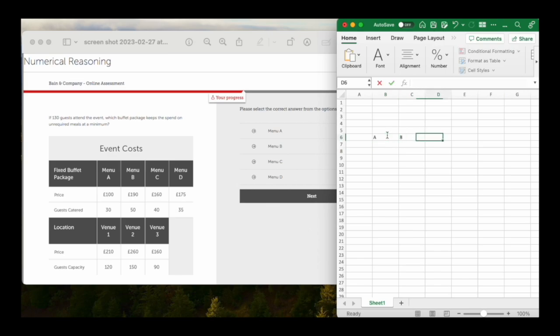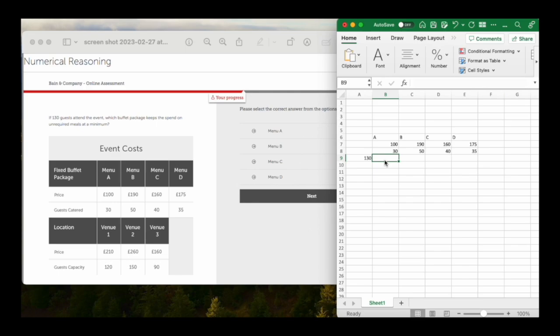Actually, on a side note, one tip is to train yourself to be able to type fast so that you can quickly get it into Excel. Since you have 130 guests to cater for, that number will be important, so let's put that there. There are a lot of functions in Excel, which makes it a really powerful tool in these numerical tests, and we'll be using the roundup function in particular for this question.